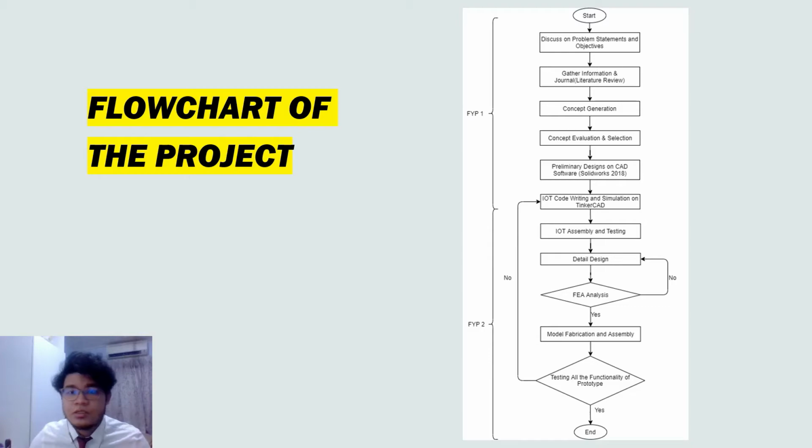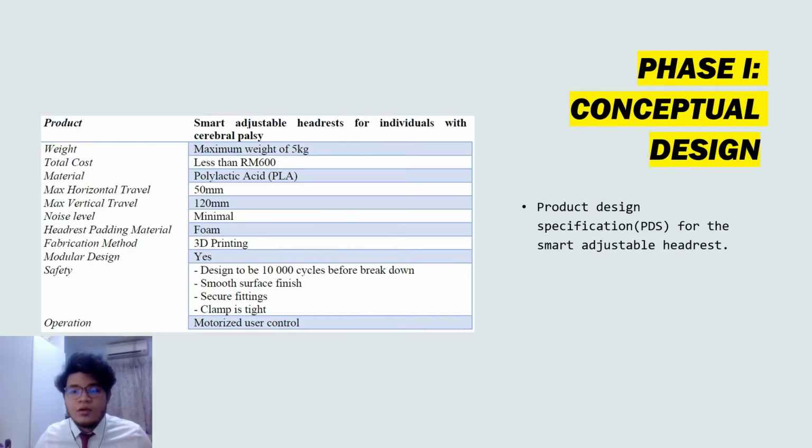I will start with the discussion on the problem statement and objective, gather information, concept generation, concept evaluation and selection, preliminary design, IoT code writing, IoT assembly, detail design, FEA analysis, part assembly, testing, all the functions of the prototype. Right. And then for phase 1, I've already established the PDS, or product design specification.